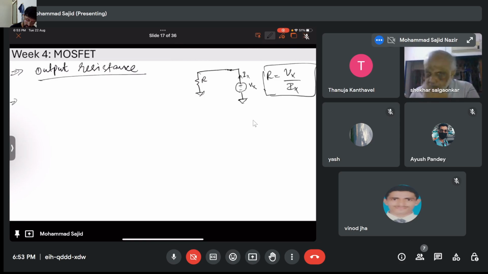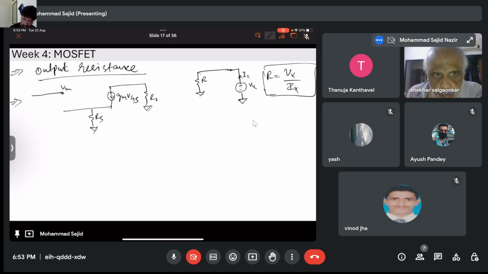So let me just show it for the small signal circuit. V in, let's say this is Rs. This is GM VGS. This is RD. So how do you calculate the resistance in this circuit? This is the output, right? Short the output. Let's keep it shorted, or we remove it for now, and connect a voltage source.